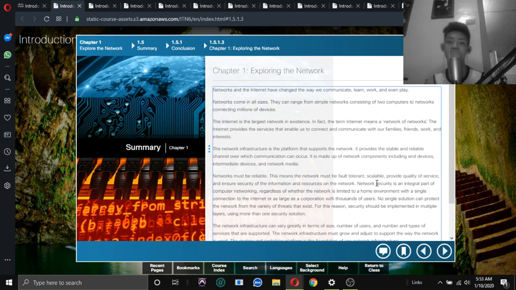And networks must be reliable. This means that the network must be fault tolerant, scalable, and provide quality of service, and ensure security of the information and resources of the network.